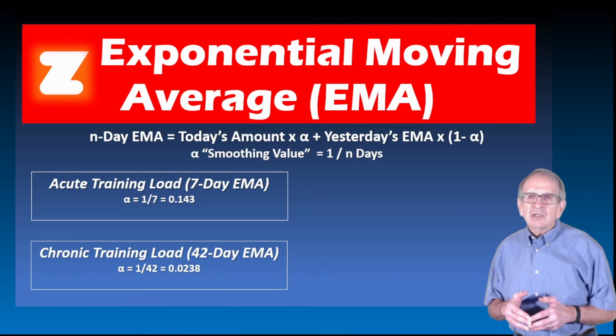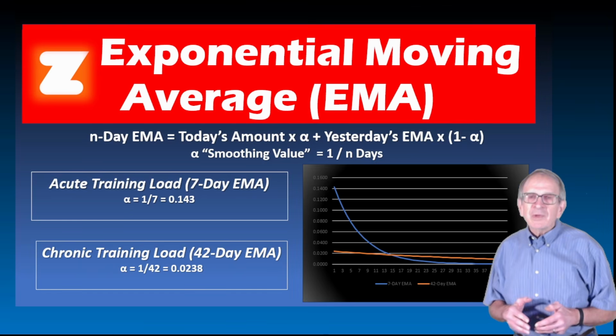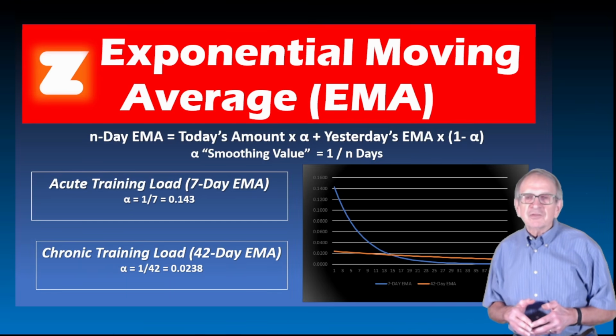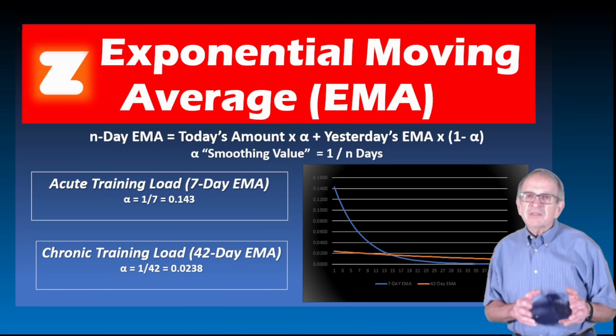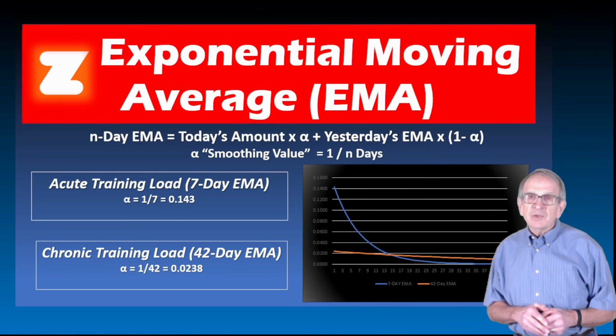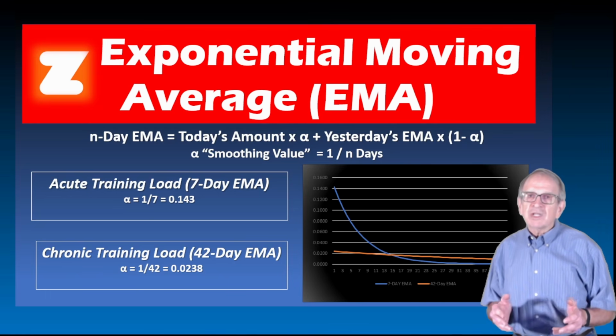Let's have a look at that with some curves. And we can see the influence on the smoothing factor for the acute training load, the curve shown in blue, how it starts high and then tails off really quickly. So the most recent values have a much higher influence on the result. With the 42-day EMA, the smoothing factor curve is much more even. So all the data points contribute more evenly.